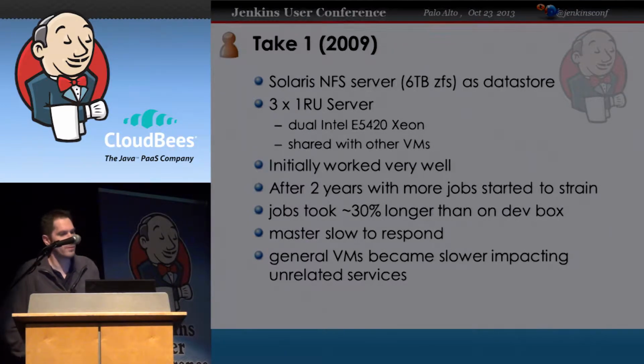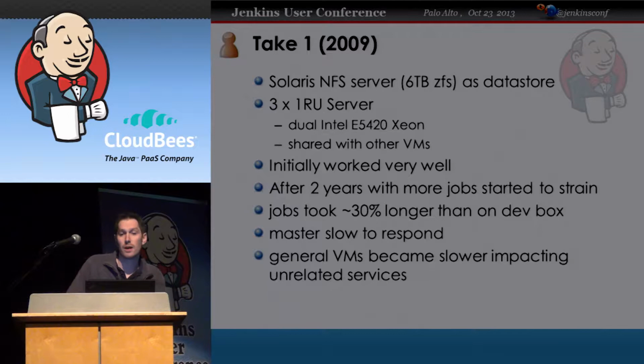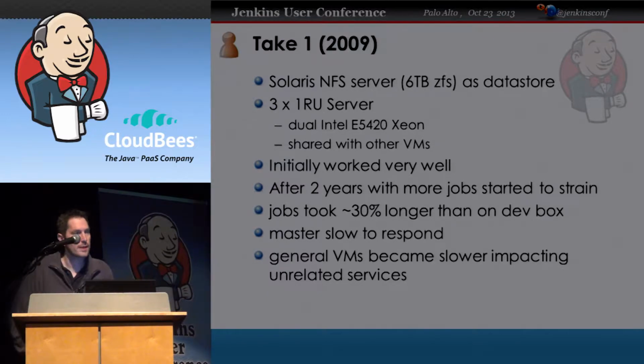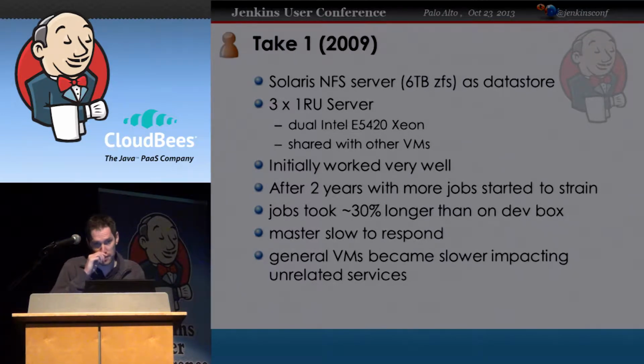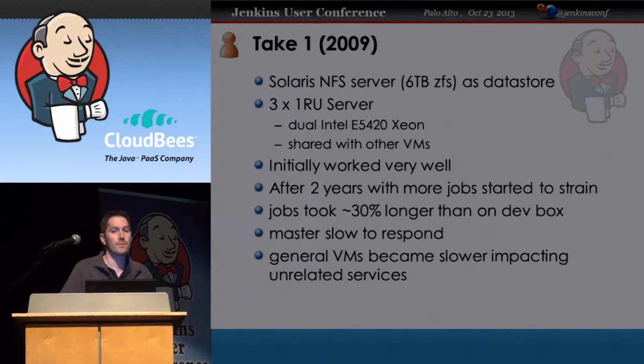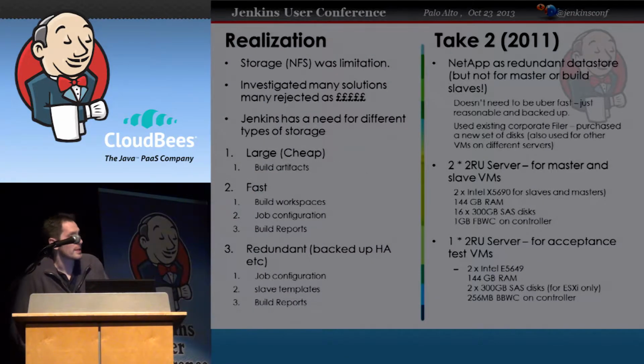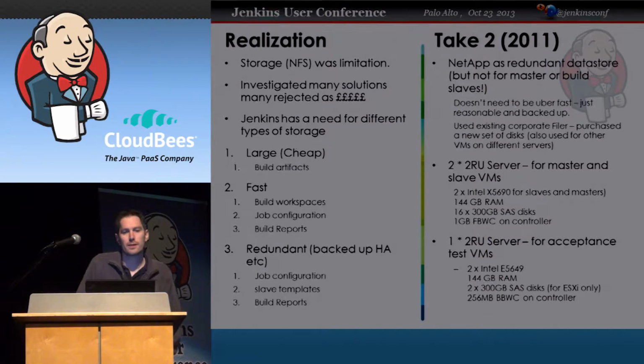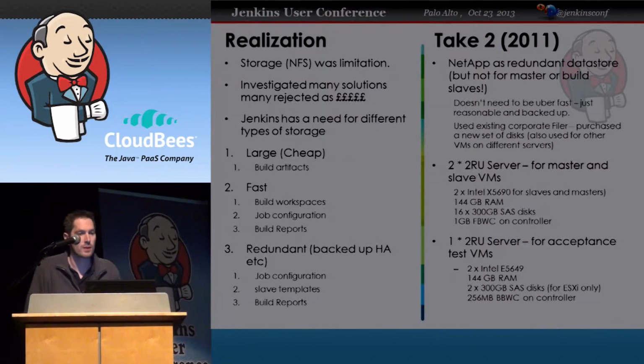We had some servers that we bought, and initially it worked really well. But after 2 years, we added more and more jobs, and then it started to strain. It ended up with jobs taking 30% longer to run on the CI system than on a developer box, and the master was slow to respond. And this was actually sharing resources with other general purpose virtual machines. So the other virtual machines started to become slower. So we looked into that, and actually the storage, or the NFS, was the limitation.